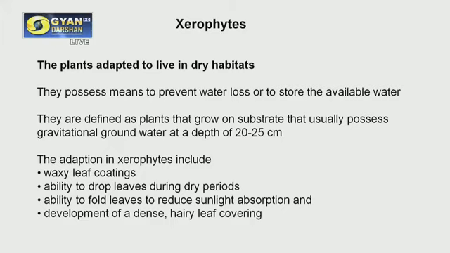They are defined as plants that grow on substrate that possesses gravitational groundwater at a depth of 20 to 25 centimeters. They are not finding water on the surface. They have to go deeper and deeper in search of water. Also, they have to protect themselves from water loss. So what will they develop? Waxy leaf coatings, ability to drop leaves during dry periods, ability to fold leaves to reduce sunlight absorption, and development of a dense, hairy leaf covering. So these are very gross adaptive features. Of course, we will be discussing them in more detail.